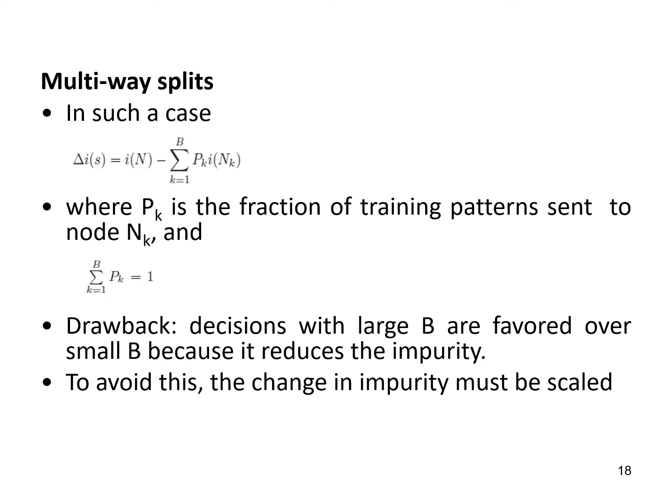Multi-way splits. In such a case, the change in impurity delta I(S) equal to I(n) minus summation Pk I(Nk), where Pk is the fraction of training patterns sent to node Nk and summation Pk equal to 1. Drawback: decisions with the large B are always favored over small B because it reduces the impurity. To avoid this, the change in impurity must be scaled.